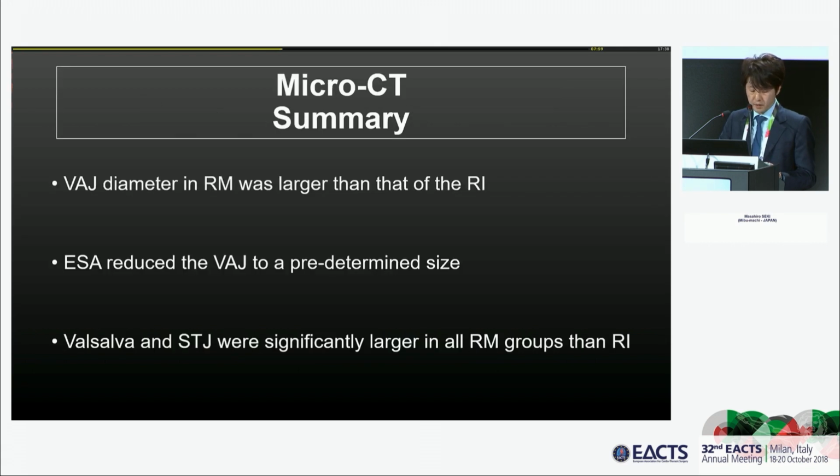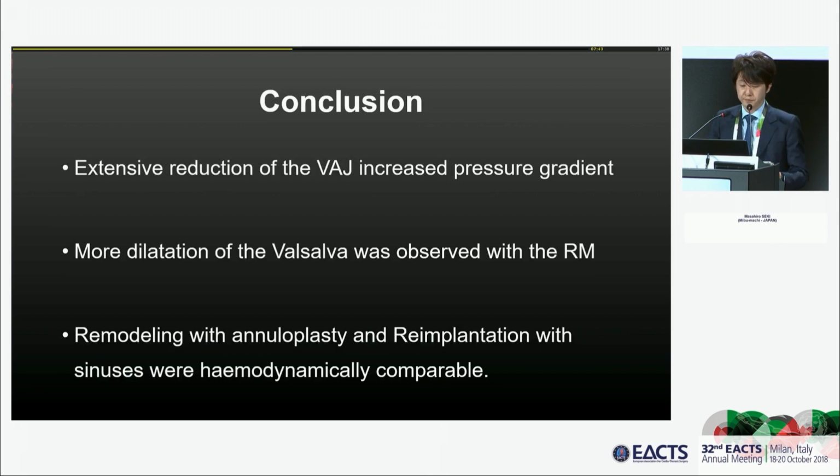To summarize the micro-CT test, VAJ diameter in remodeling was larger than that of the reimplantation. ESA reduced the VAJ to a predetermined size. Valsalva and the ST junction were significantly larger for remodeling groups than the reimplantation.